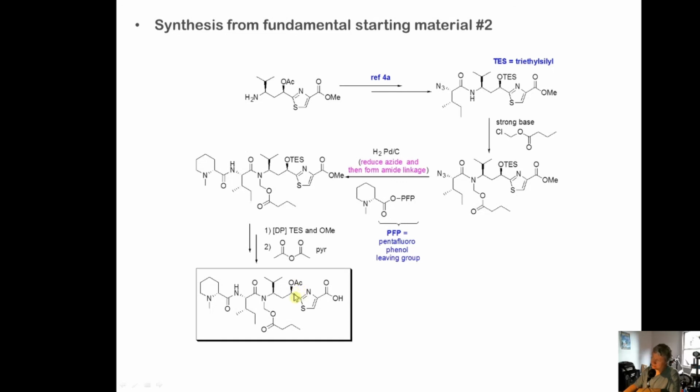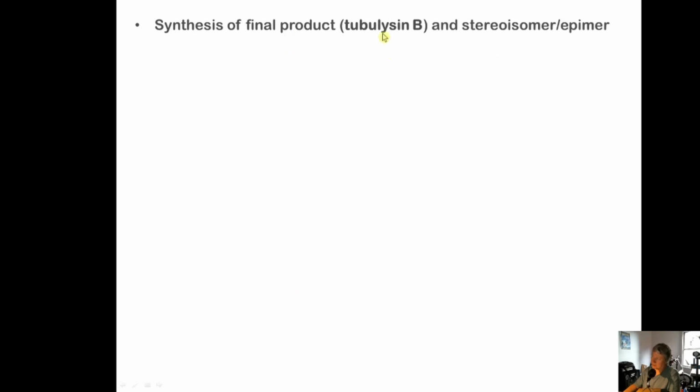Okay, so now we have starting material sequence number 1 and sequence number 2. So we have the two pieces that are crucial to the synthesis. So let's do that part now. Synthesis of the final product, and also its stereoisomer. The word we use if there's a single stereoisomer difference is epimer. So epimer refers to a diastereomer with a single chiral center difference.